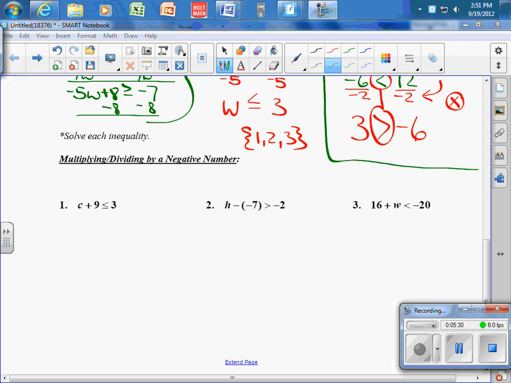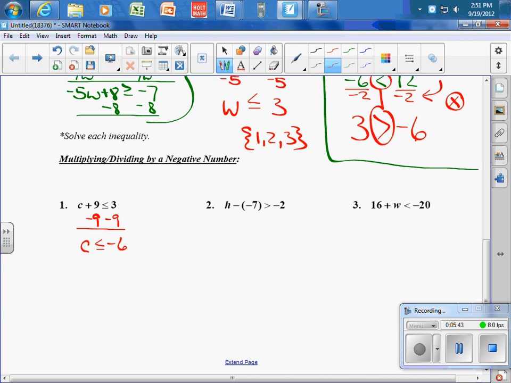In the following problems, we're just simply going to solve for the variable indicated, and I'm going to subtract 9 from both sides. c is less than or equal to negative 6. Now, if I were to graph this on a number line, it would look like this.